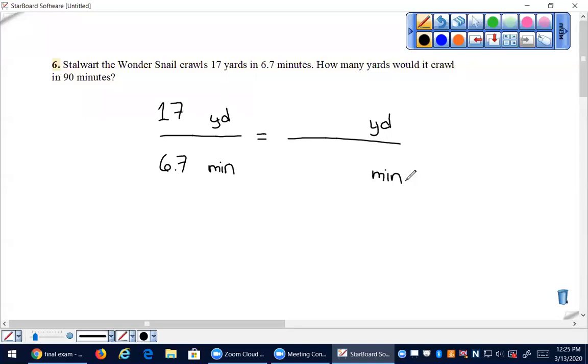Then I keep reading the problem again. How many yards? So that's the one I don't know. And 90 minutes. Everyone okay with my setup? Yep. Then do my cross multiplying. Use your shortcut if you are that kind of person.